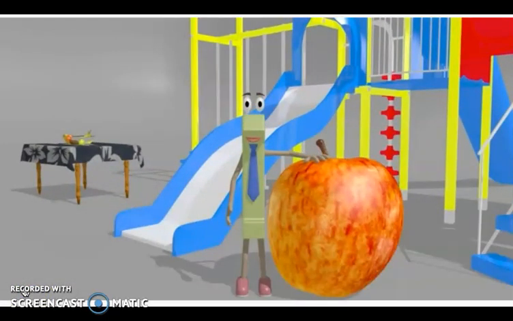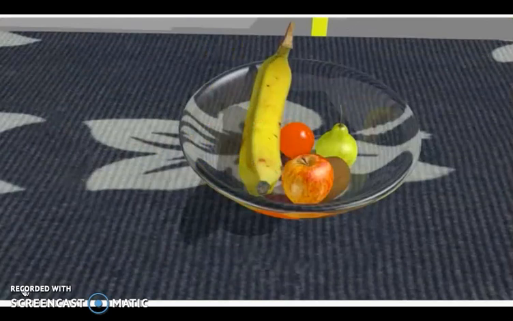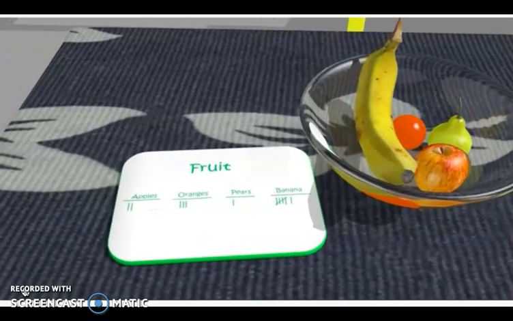Hello, and thanks for joining me today, guys. We are going to learn about bar graphs. If you look right here, you can see that we have some fruit. I wanted to know what types of fruit my friends like, so I went out and asked my friends what fruit they like the most.